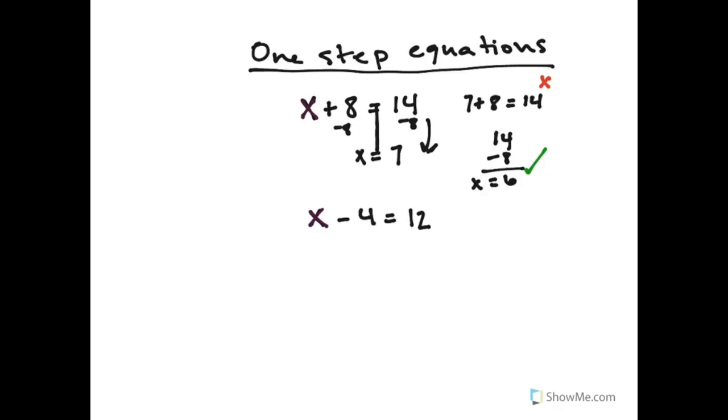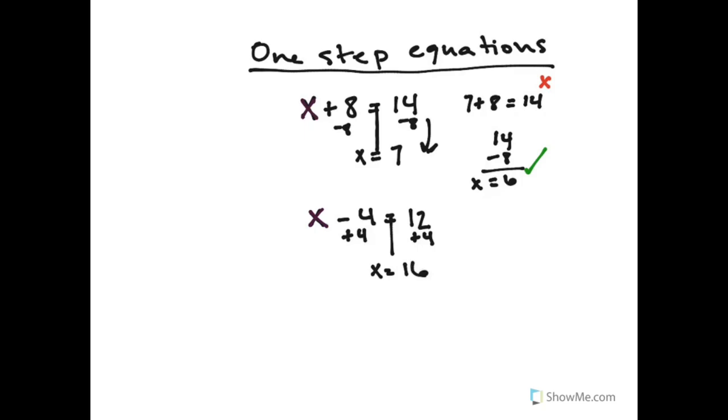The correct value is 6. So since 6 plus 8 equals 14, that means that we got it right. x minus 4, same thing. We're going to draw that line, do the opposite on both sides. x equals 16. So not that bad, not that hard.